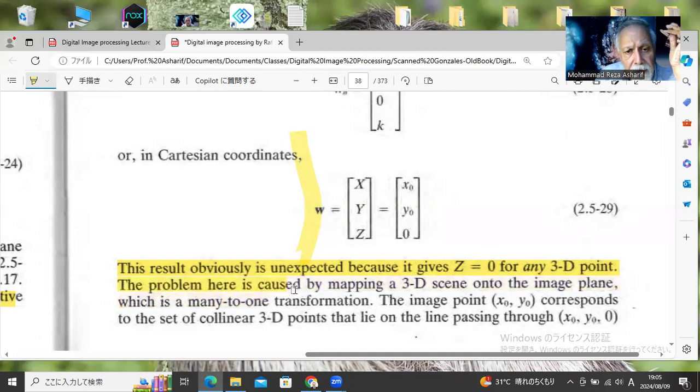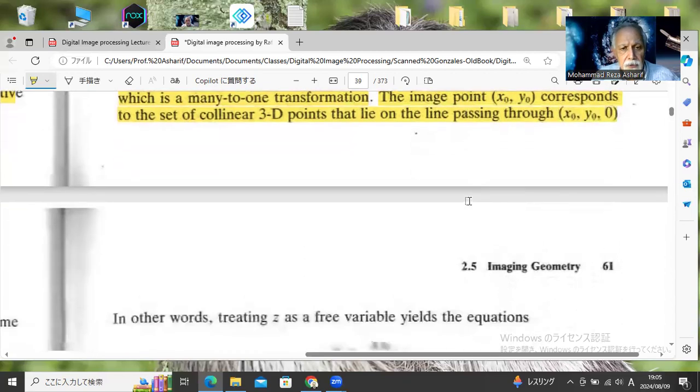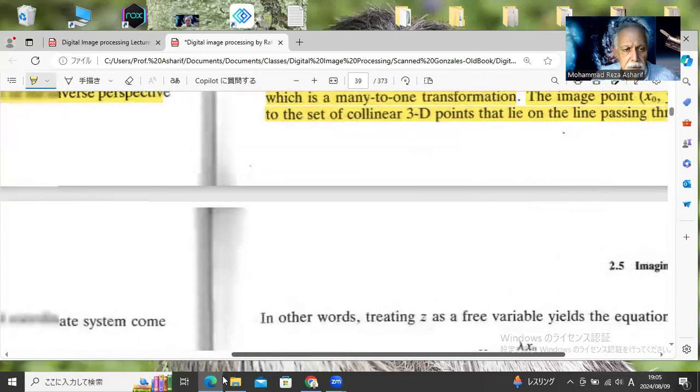The problem here is that mapping a 3D set onto the image plane is a many-to-one transformation. Many points can be transformed to one point. So it is impossible to return to the real space point. The image point is x0, y0 corresponding to this 3D point. Let me go to the next page.